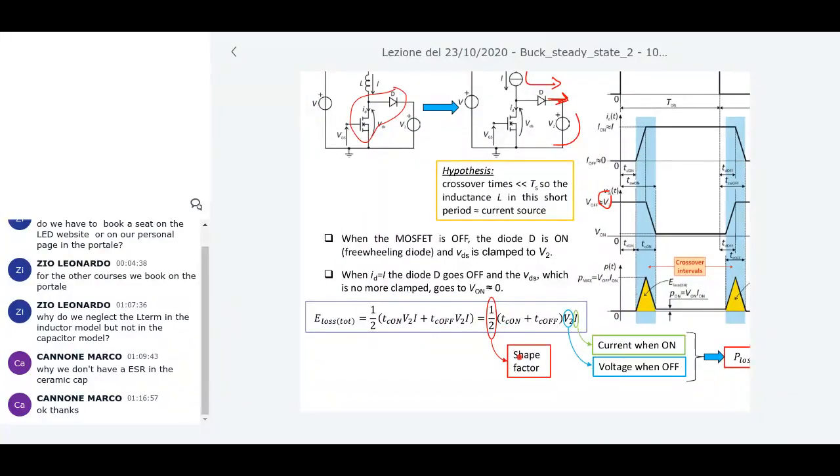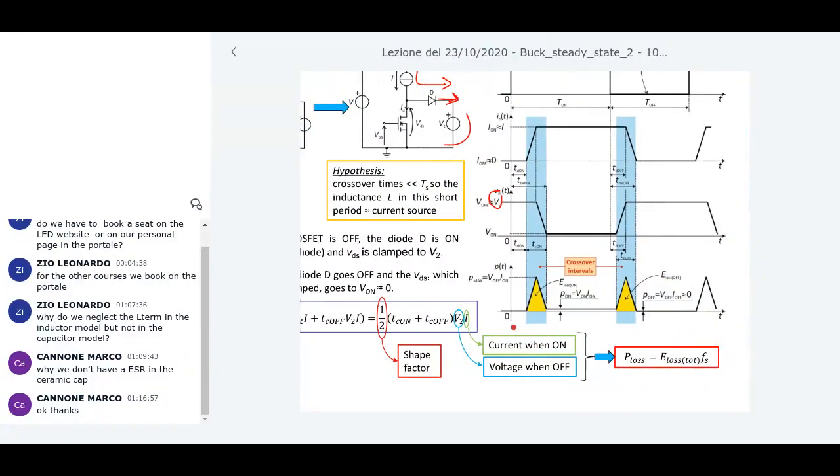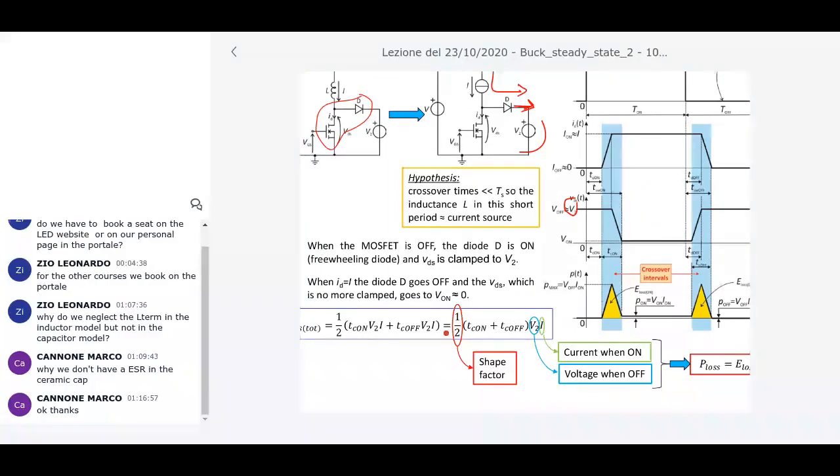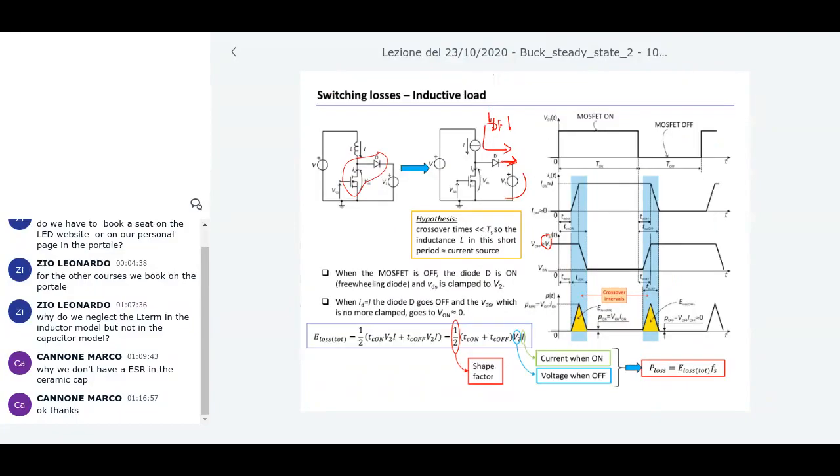Again, we get a shape factor, which is now 1/2, not 1/6, so it's higher than before. The crossover times, and then the multiplication of the voltage when the MOSFET is off by the current when the MOSFET is on. The power loss again is the average of this energy over a period. So let's consider that the shape factor now is higher than before. This is what happens for the situation I described to you.